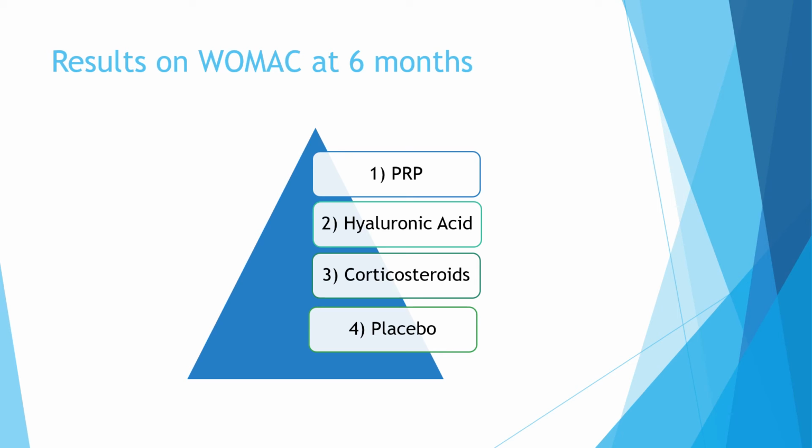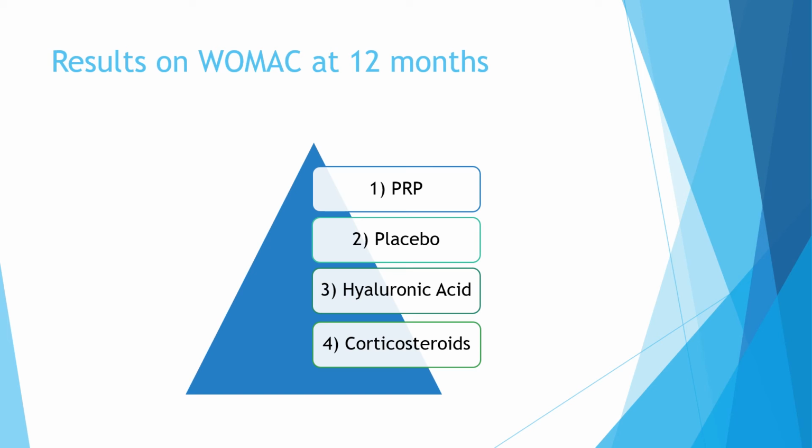At 3 months, PRP was number 1, and it's still number 1 at 6 months. But now placebo has moved from the second position down to number 4, and corticosteroids and hyaluronic acid have risen in the ranks, providing more relief at the 6-month mark than the 3-month mark.